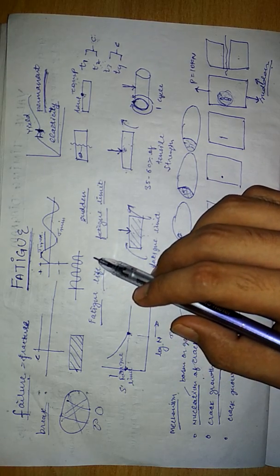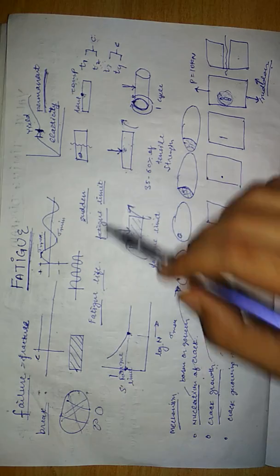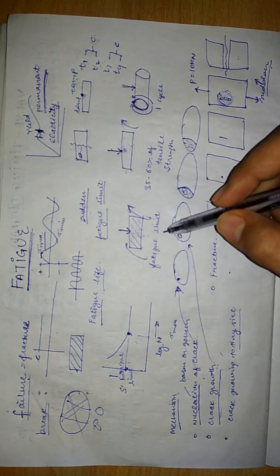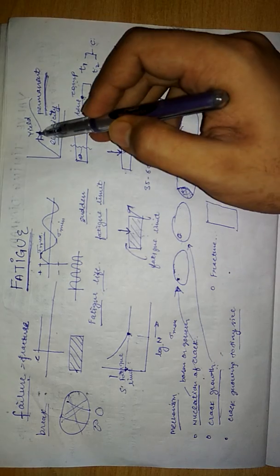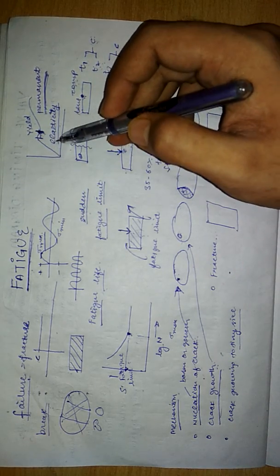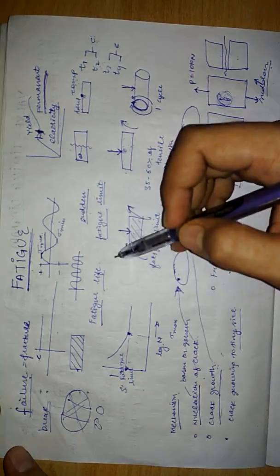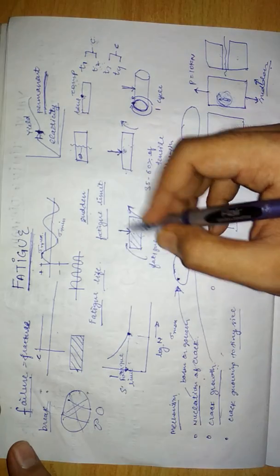about fatigue. And what is this fatigue? Fatigue: when a material is subjected to repeated stress, it fails at stresses below its yield strength, and this failure breaks the material. This is fatigue failure. It happens due to cyclic loading. So this is a general discussion about fatigue.